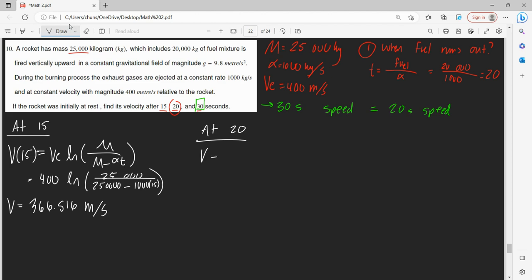If we plug in at 20, we have 643.775 meters per second. And like we said before, at 30 seconds, there's going to be no more fuel left. So that means our velocity is going to be the same as we left it at 20 seconds, because now it's moving at a constant rate.